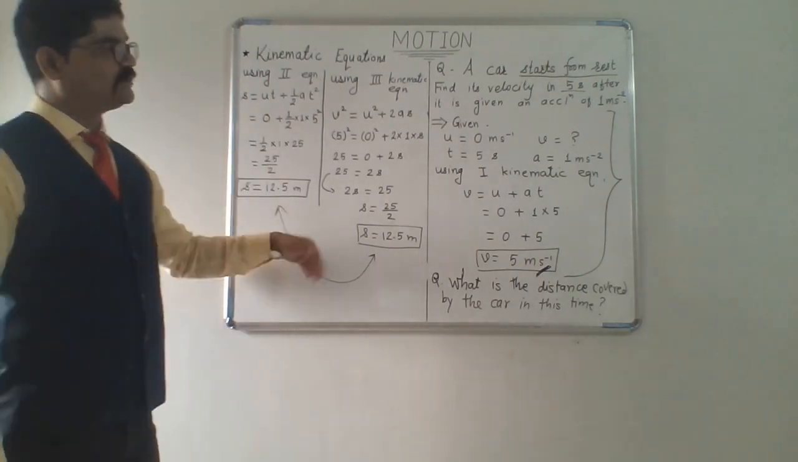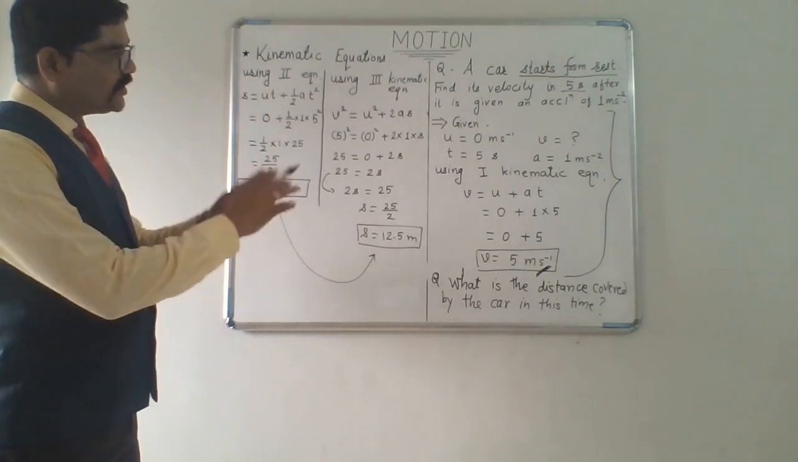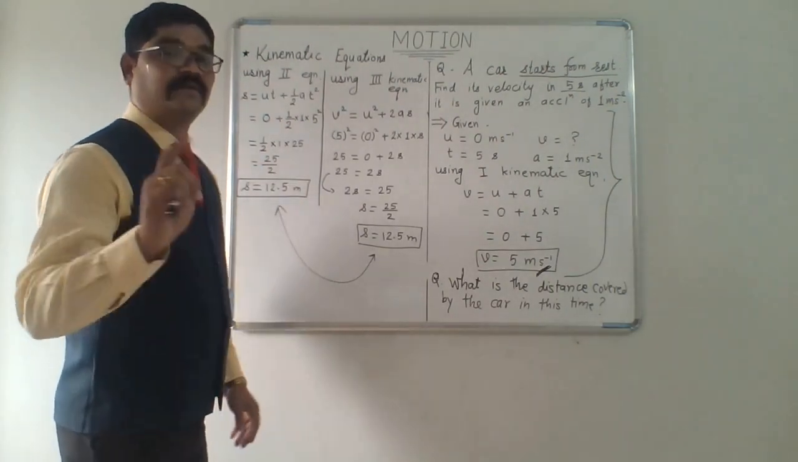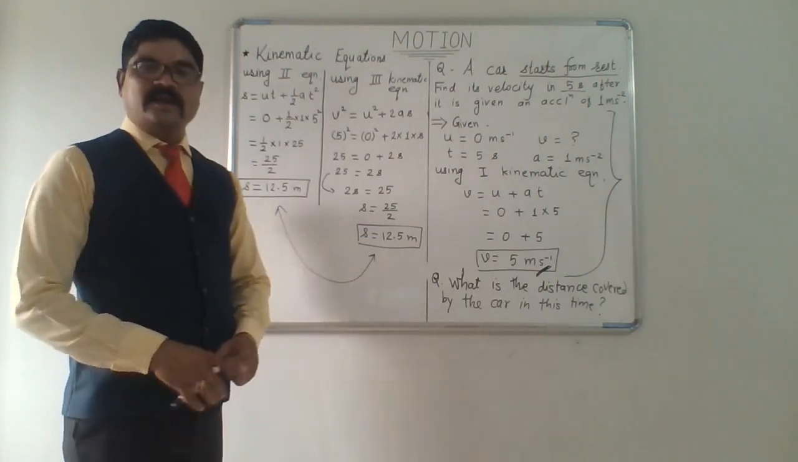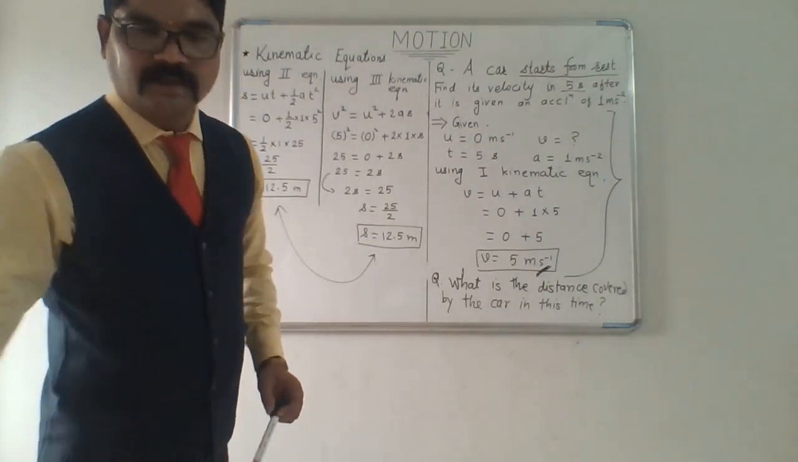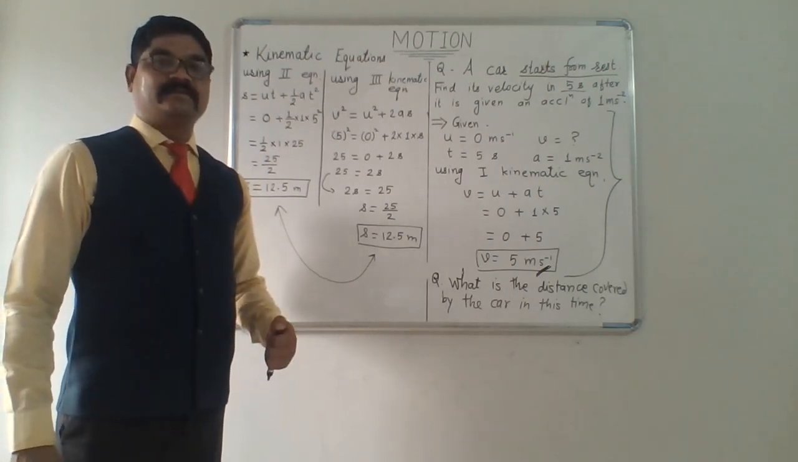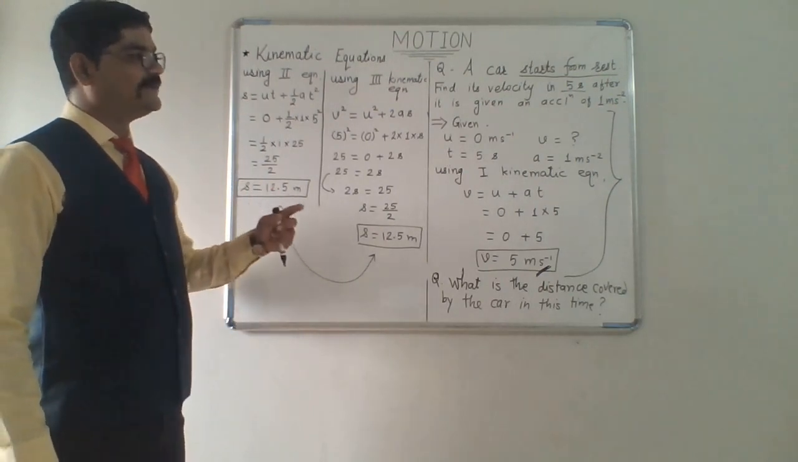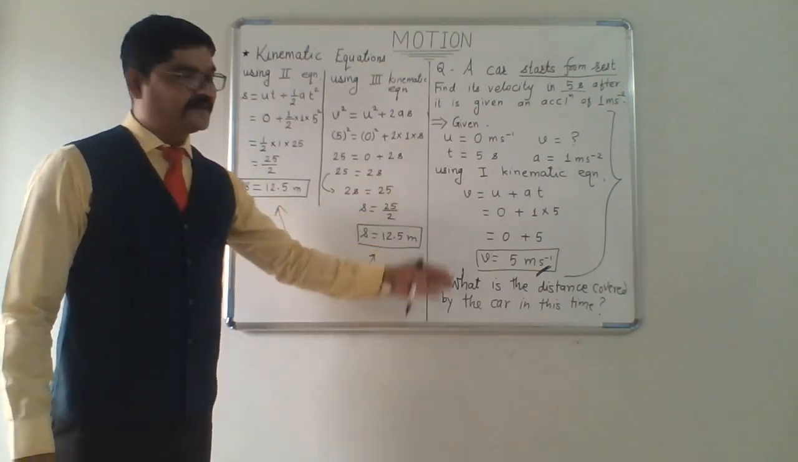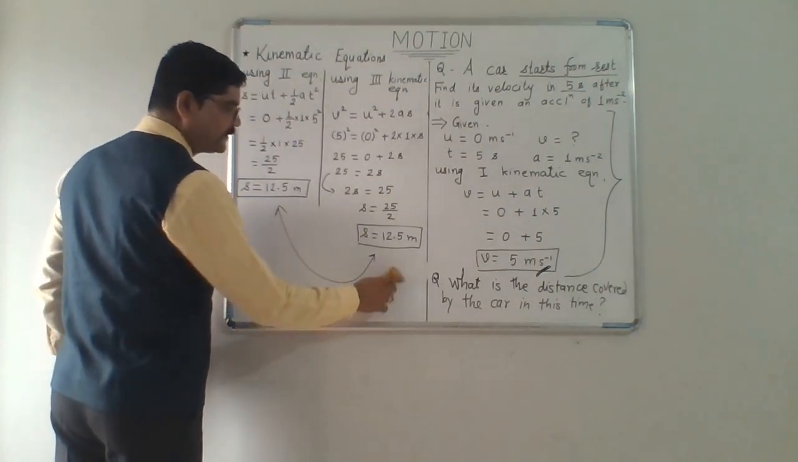I hope you have understood the concept of the three kinematic equations, and we have used all three kinematic equations in a single question. 1, 2, and 3. Now let us see how to use the retardation. If the acceleration of a body is negative, then what is going to happen in our three kinematic equations? Let us see. I am having this.